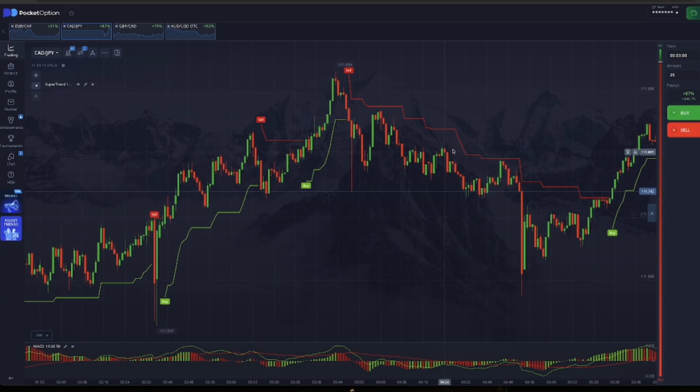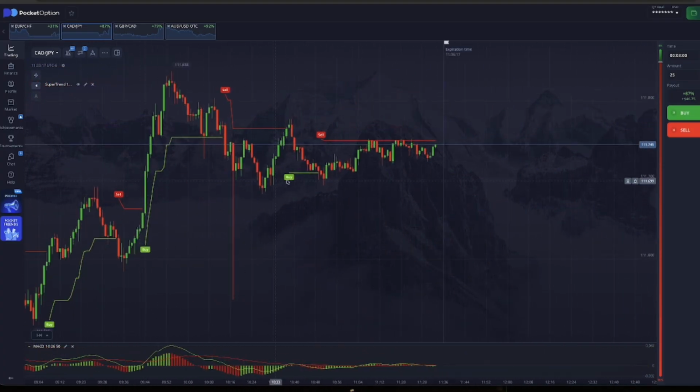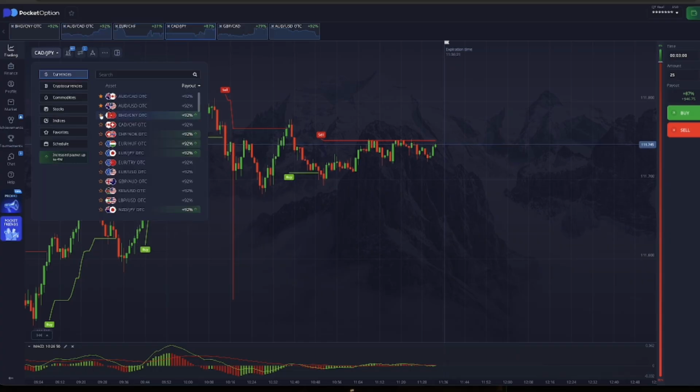Saying this, let's give you more context about how this strategy really works. Let's add more charts to find good examples.